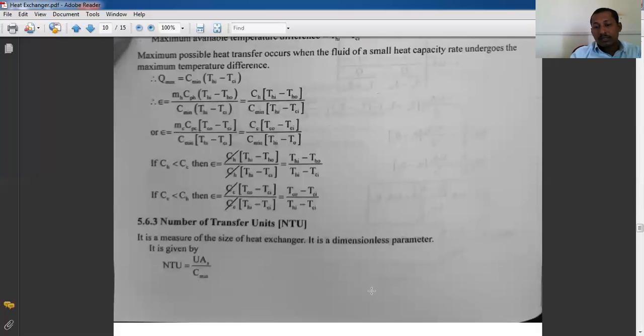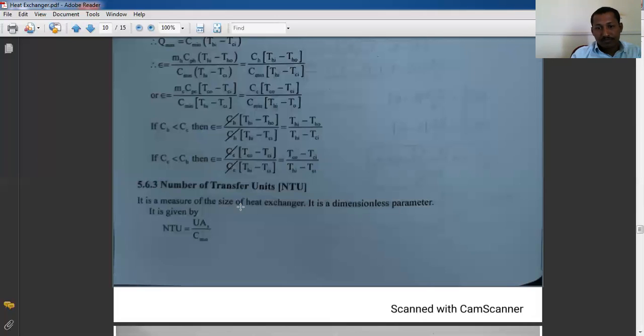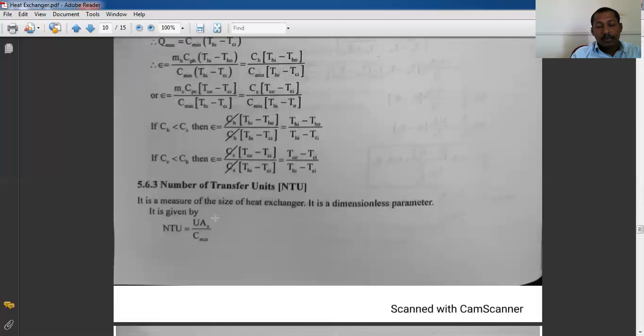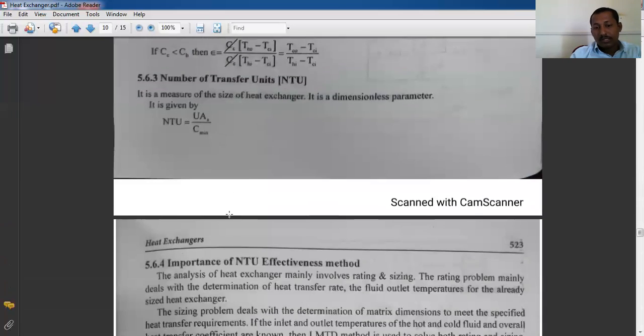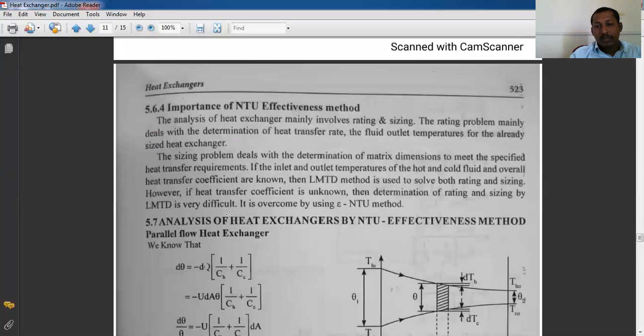Now in the next class, we will go for number of transfer units, that is the NTU method for calculating the rating or sizing of the heat exchanger. It is the measure of the size of the heat exchanger. It is a dimensionless parameter. NTU is equal to UAS divided by C minimum. This is the equation. So for parallel flow, what is the NTU, and for counter flow, what is the NTU? We will study in the next class.